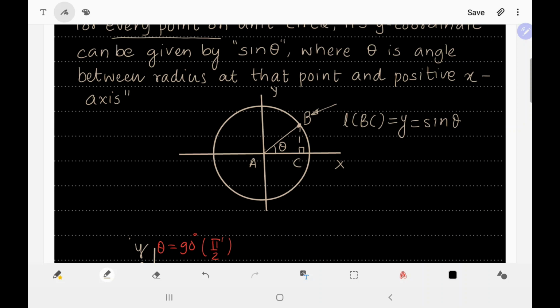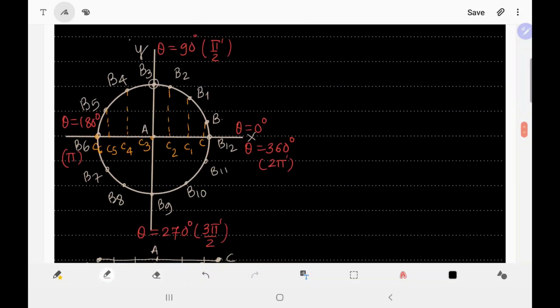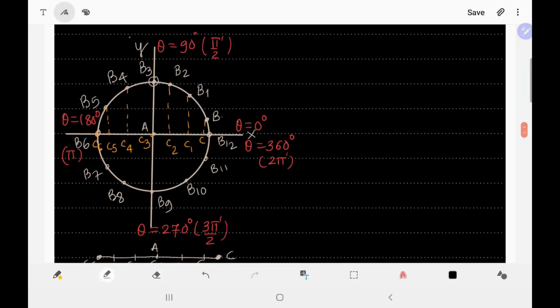Now let's try to understand what happens to the x coordinate of point B, which is represented by length of AC, when point B starts moving along the circle in anti-clockwise direction. Now to understand this, I have shown various positions of point B as it moves along the unit circle in anti-clockwise direction. By observing the length of AC over here, we can say that at theta equal to 0, length of AC, which is equal to x coordinate of point B, is maximum, that is 1. Since point B is lying on x-axis at this angle.